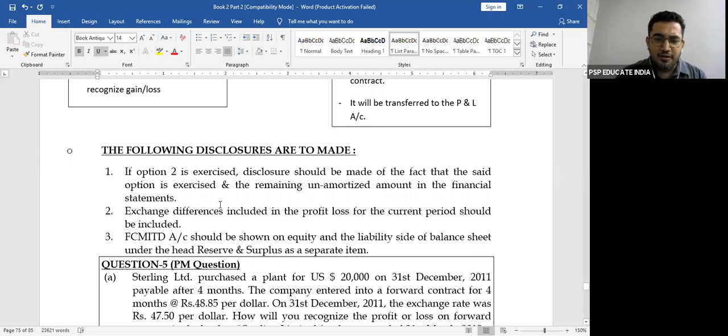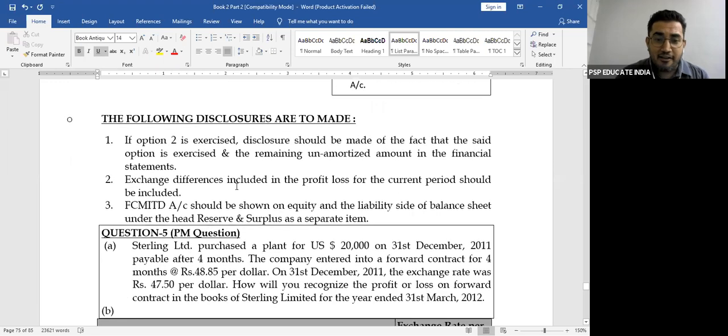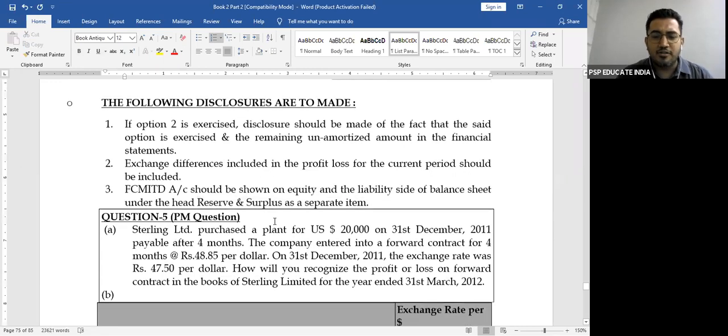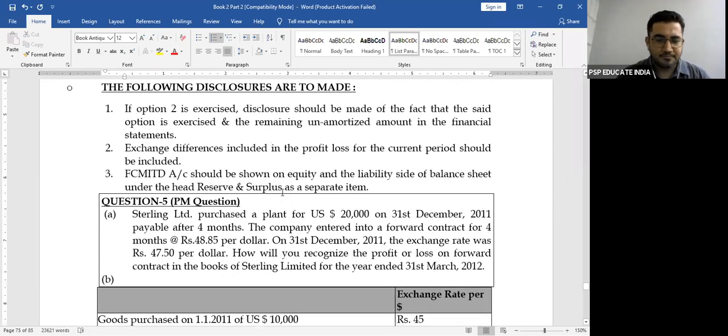Exchange difference is included in the P&L for the current year. FCMITD account should be shown on the equity and liability side of the balance sheet under the heads reserves and surplus as a separate item. तो आप FCMITD account को reserves and surplus में record करें.